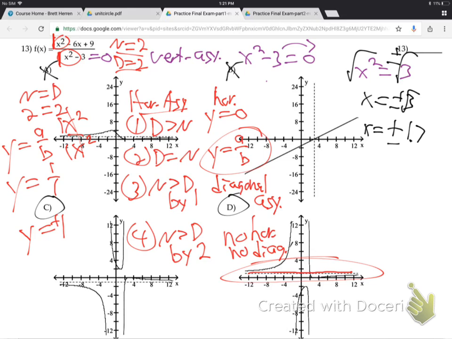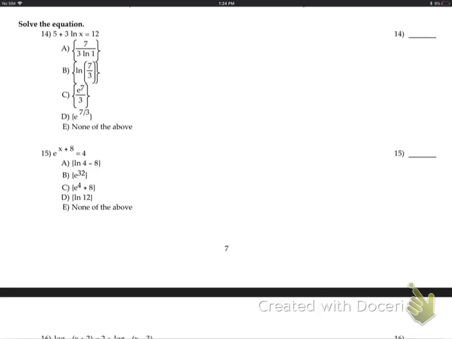Remember all that about asymptotes? Questions on that? All right. Can you solve number 14?